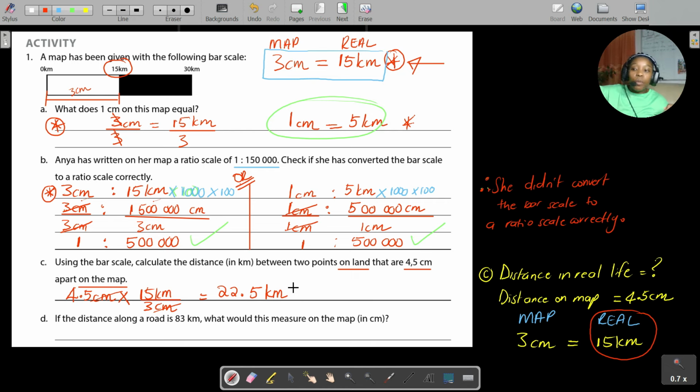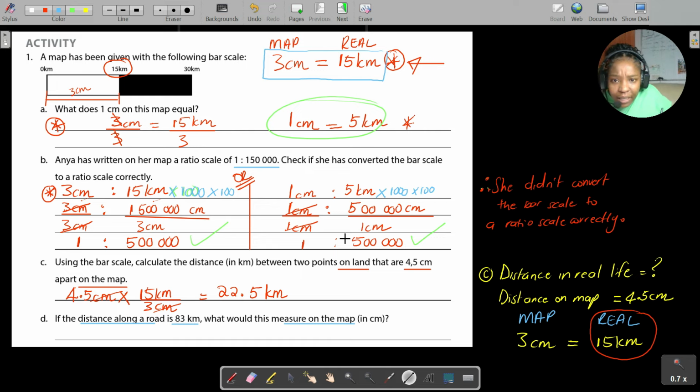Okay, if you use the bar scale to help you convert that 4.5 centimeters on the map to the distance in real life. Okay, good stuff. Number D, if the distance along a road is 83, so now we're on the road, ladies and gentlemen, we're on the ground, we're in real life, and then they're telling us that the distance on the road is 83 kilometers. What would this measure on the map?